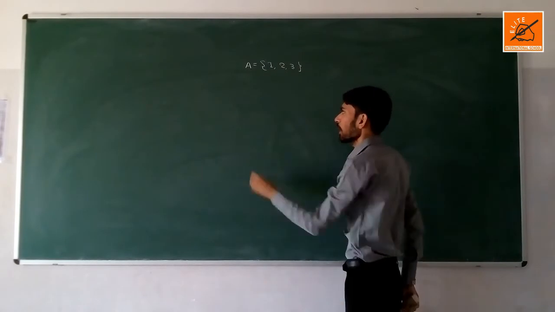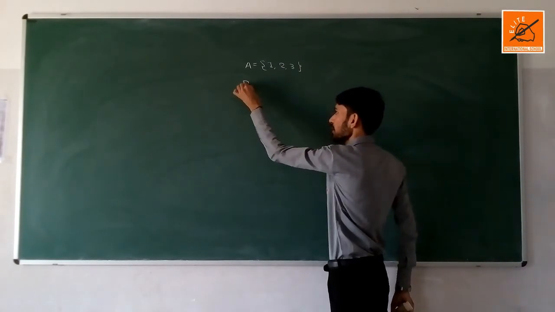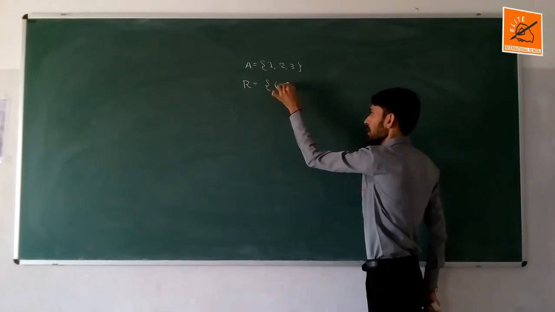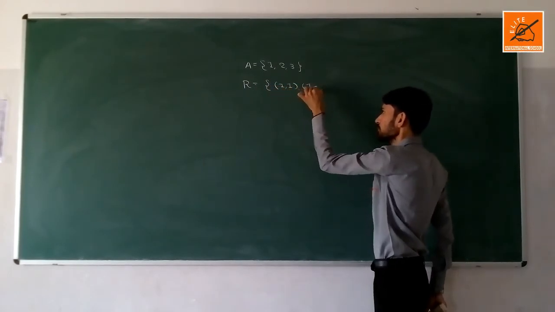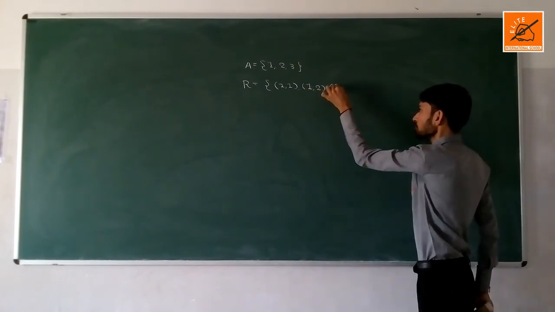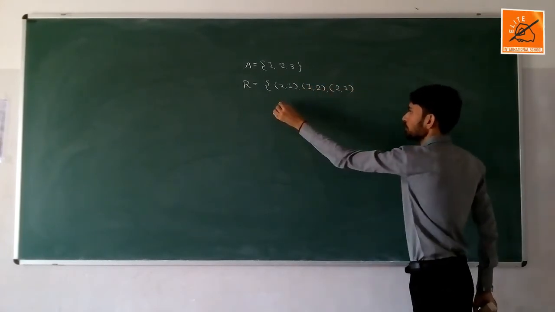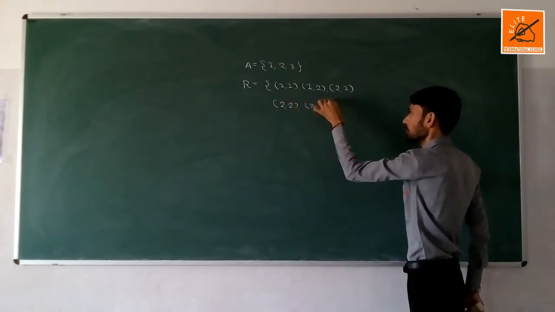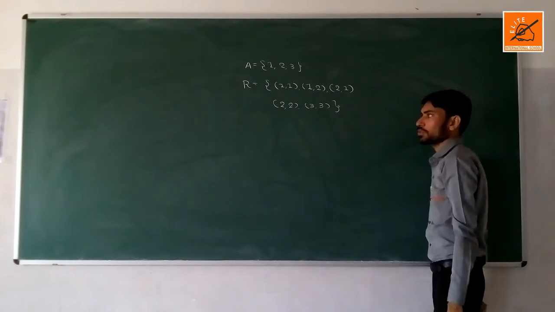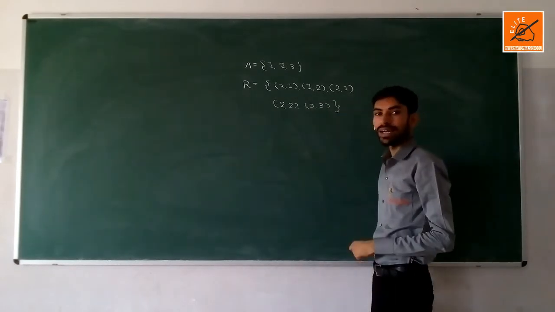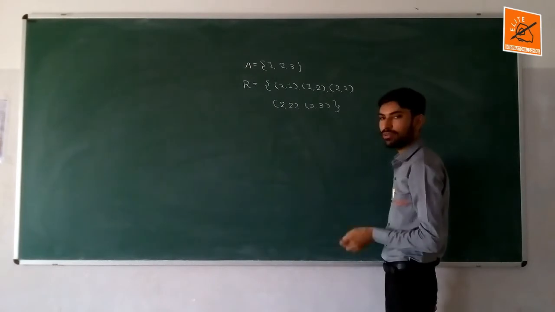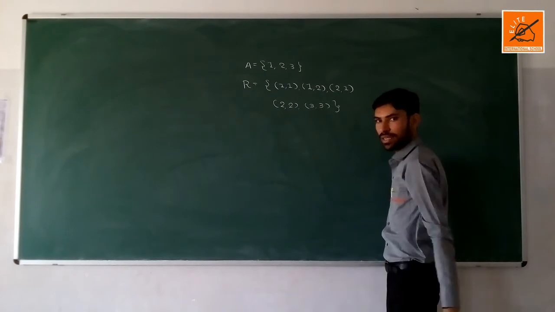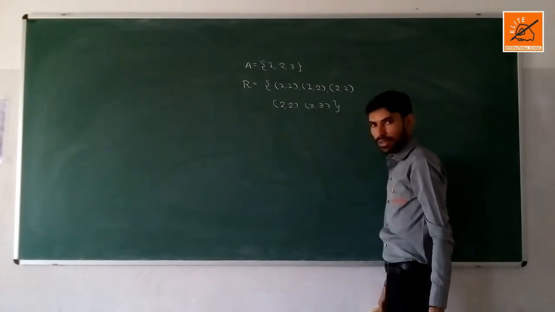1, 2, 3, and we take relation R on set A as (1,1), (1,2), (2,1), (2,2) and (3,3). Now observe, our relation R is first of all reflexive because R contains the pairs (1,1), (2,2), and (3,3). So R is a reflexive relation.